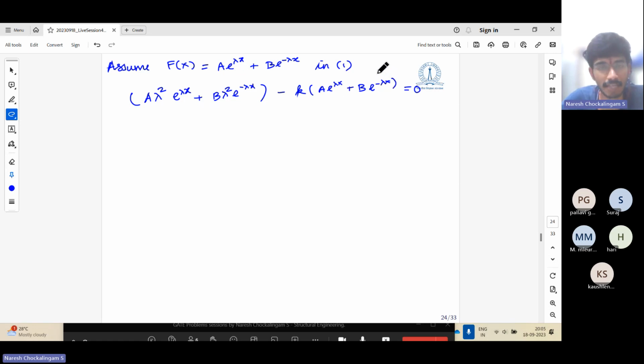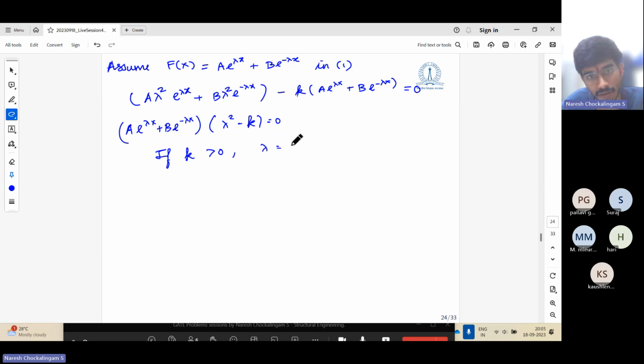e power lambda x and e power minus lambda x are never 0, right? They are always greater than 0. When x equal to 0, they are 1, and when x equal to infinity, it depends on plus or minus. So you can take a e power lambda x plus b e power minus lambda x commonly out, and you get lambda square minus k is equal to 0. If k is greater than 0, then lambda is equal to root of k. So what is f k of x? f k of x is a e power root k x plus b e power minus root k x.